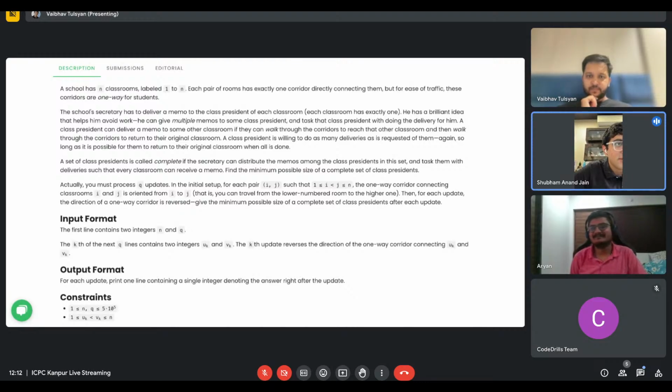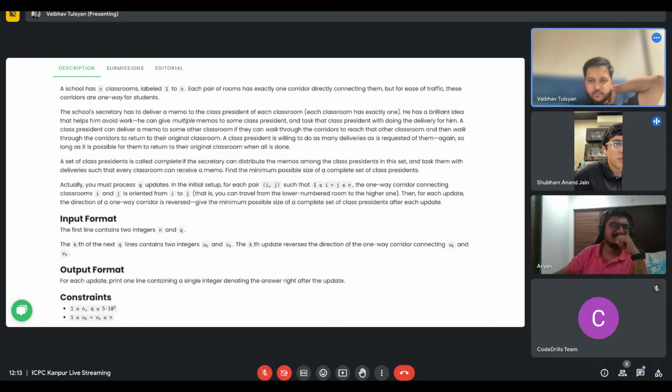The school secretary has to deliver a memo to the class president of each classroom. He has a brilliant idea that helps him avoid work. He can give multiple memos to some class president and then task that class president with doing the delivery for him. A class president can deliver a memo to some other classroom if they can walk through the corridors to reach that other classroom and then walk through the corridors to return to their original classroom, as long as it's possible to return to their original classroom when all is done.